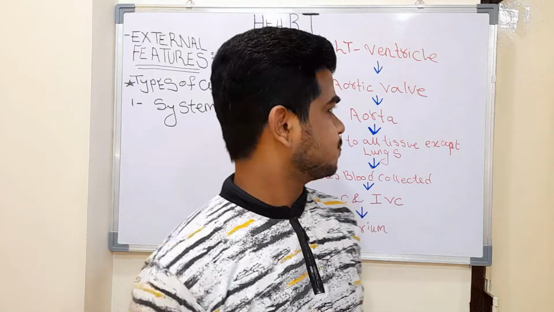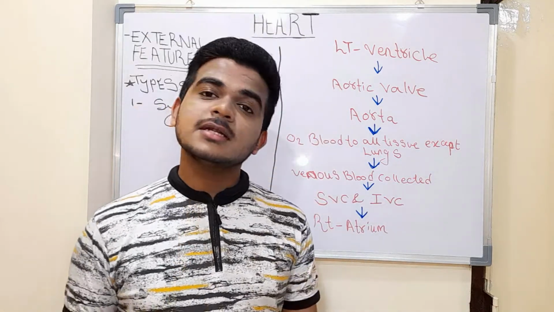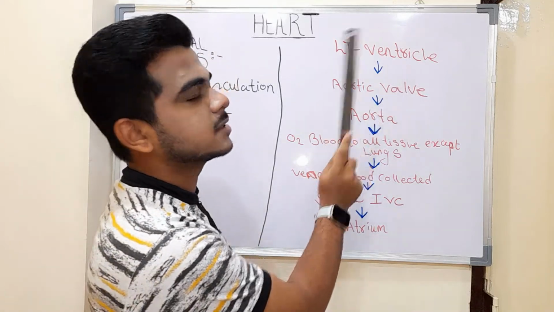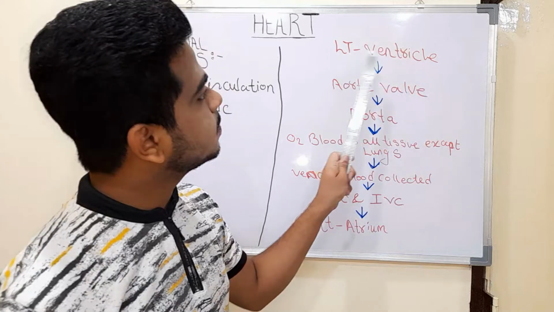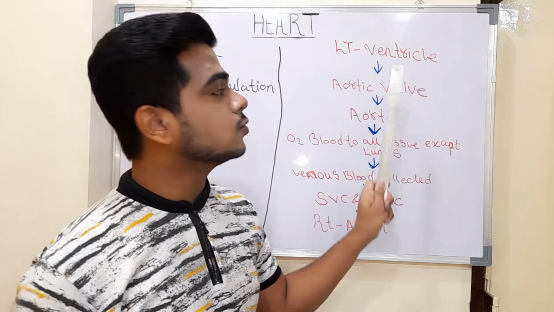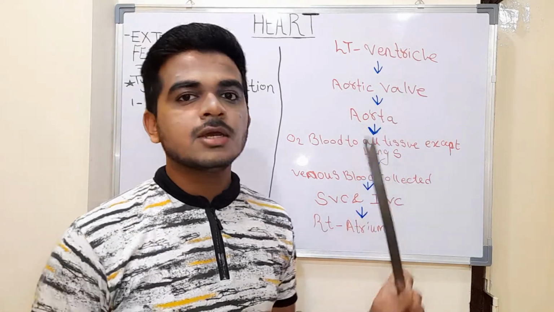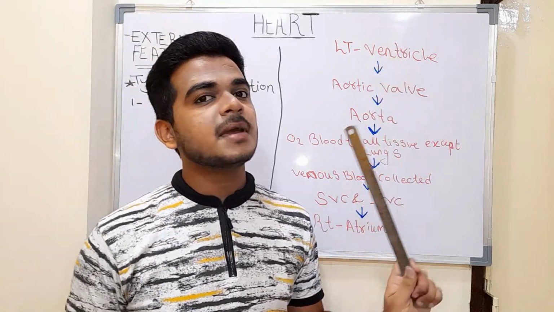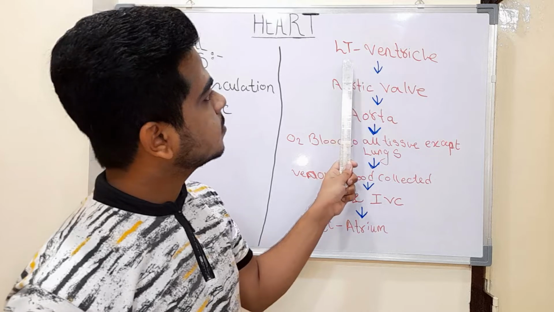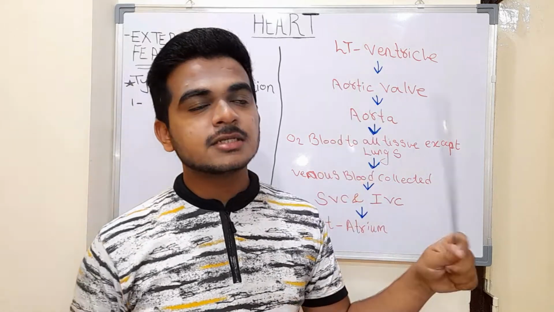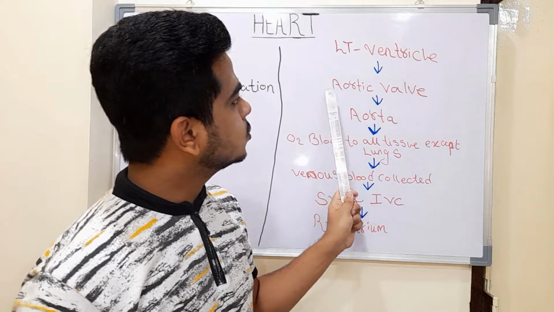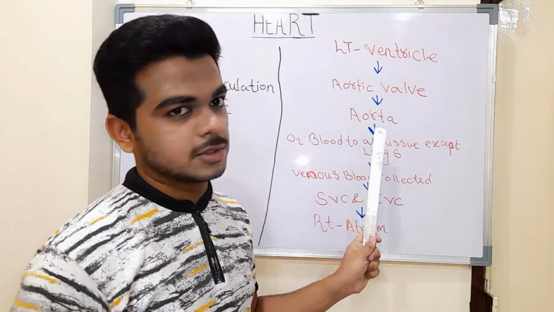Once the blood is oxygenated, it's collected in the left ventricle. The left ventricle pumps the blood through the aortic valve to the aorta. The aortic valve is present in the left ventricle, and it prevents the backflow of the blood. So the blood's journey starts from the left ventricle, through the aortic valve, to the aorta.